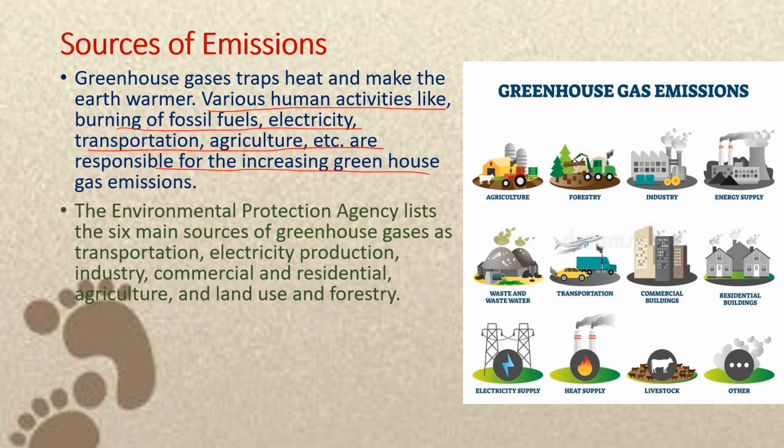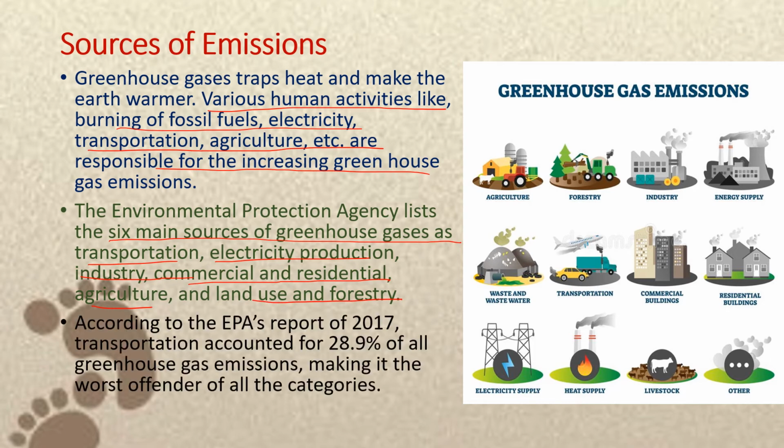According to US EPA, there are 6 main sources of greenhouse gases: transportation, second one is electricity production, third one being industry, fourth is commercial and residential, fifth one is agriculture, and sixth one is the land use and forestry. So these all are the main sources.